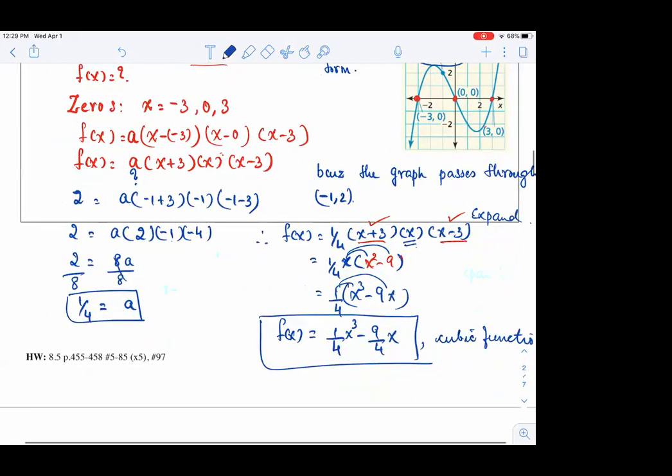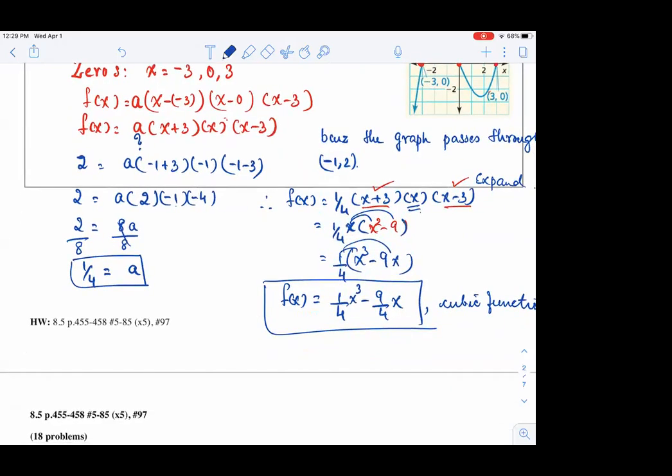Mm-hmm. Yeah. So 8.6 is a short lesson. So I can definitely finish that Friday. Monday, we will review. And if we need more review days, we will review Wednesday also. And then we'll start chapter 9 afterwards.